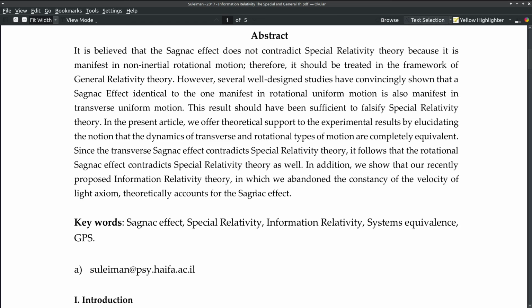So, abstract. It is believed that the Sagnac effect does not contradict special relativity theory because it is manifest in non-inertial rotational motion. Therefore, it should be treated in the framework of general relativity theory. However, several well-designed studies, important distinction there, so he's saying it does not contradict special relativity because it needs to be treated within general relativity. That's why, in case you missed that distinction. Yeah, and we'll come back to that in a bit.